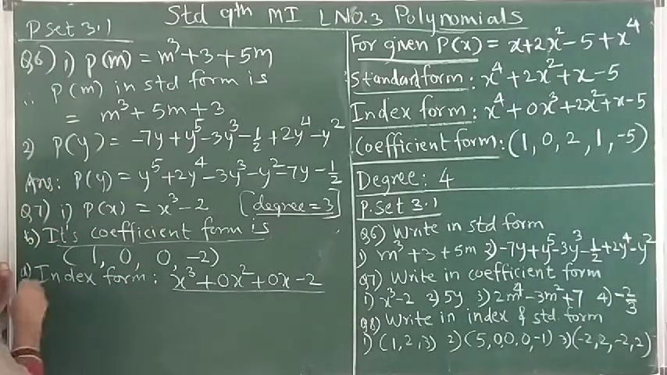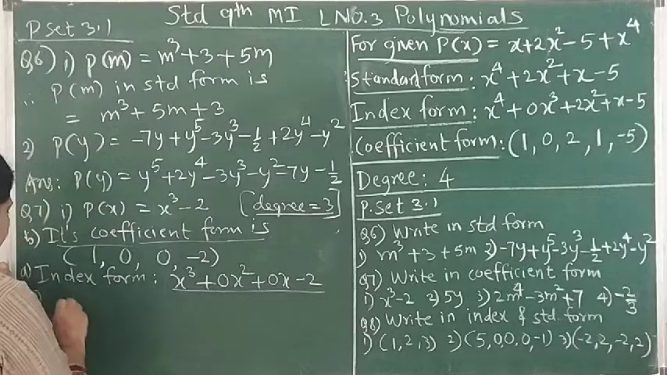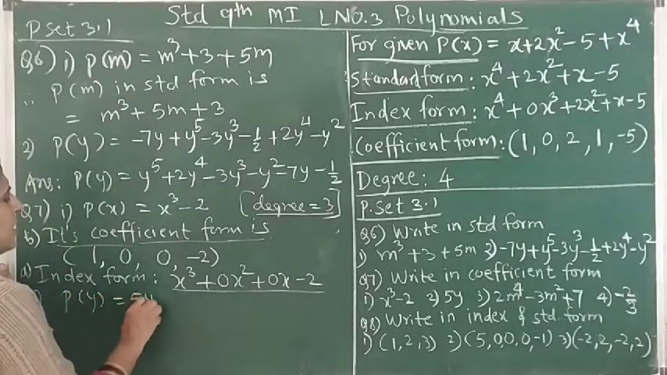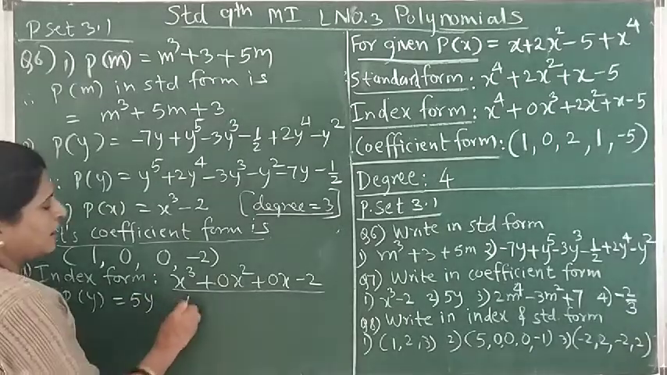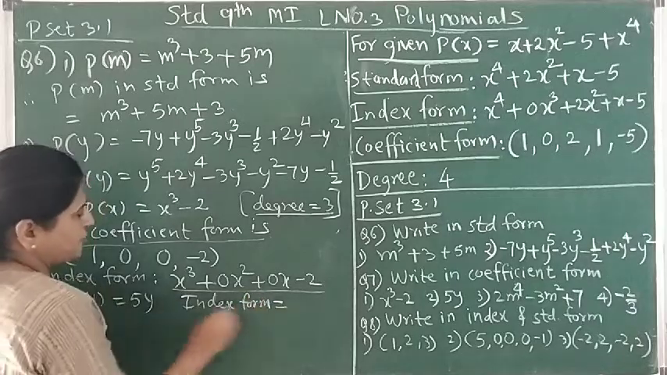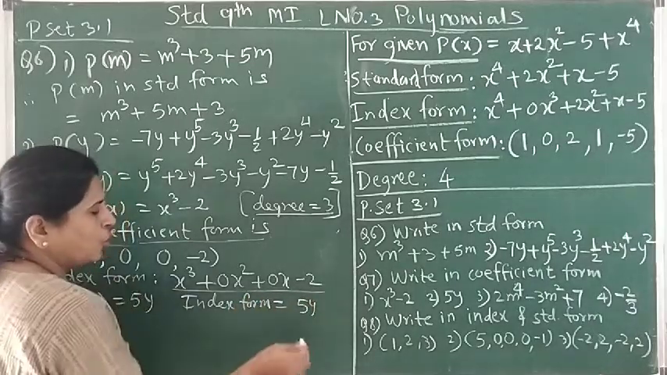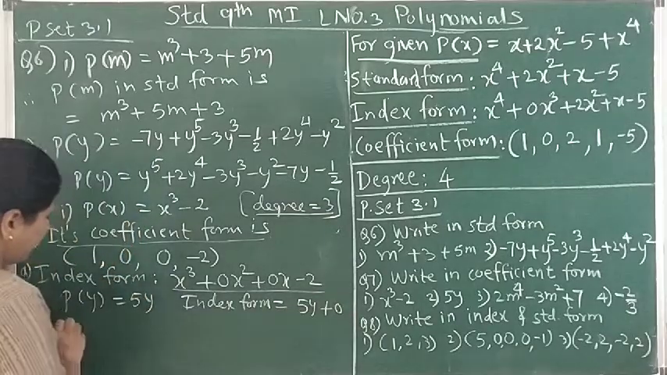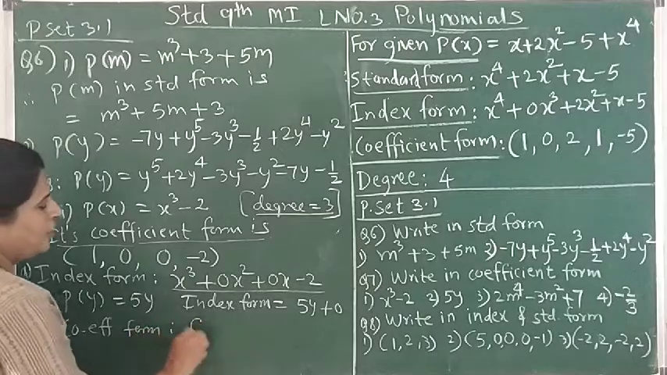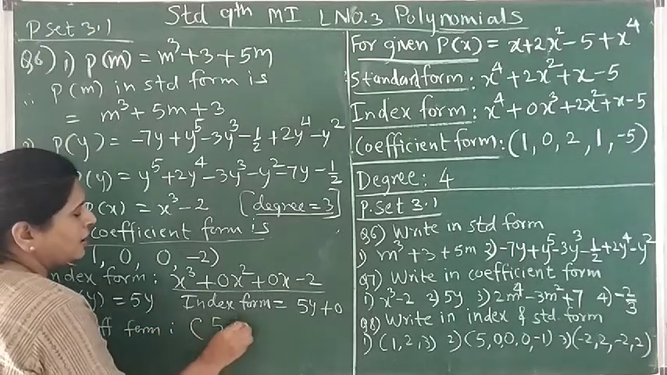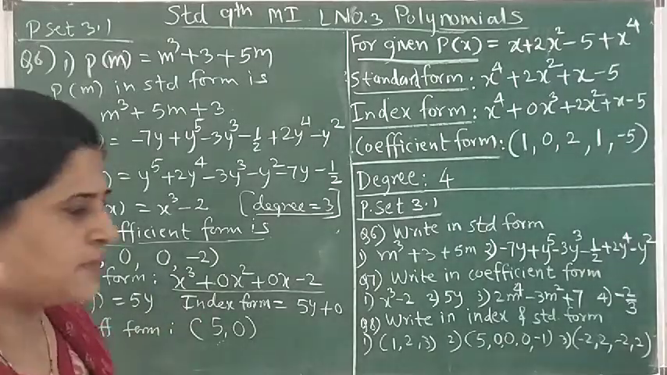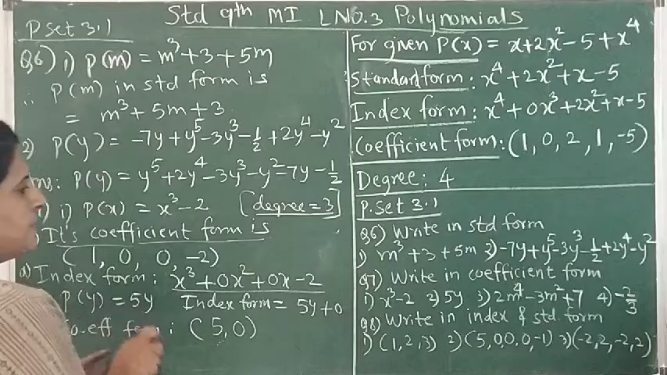What is the second sub-part given here? It is 5y, a polynomial in y. What is the degree over here? The degree is 1. So the index form can be 5y raised to 1 plus 0, as there is no constant. And that's why your coefficient form is, in brackets, 5 comma 0. So this is your answer, 5 comma 0. Let's go on to solve the next part. Let me rub this part out.